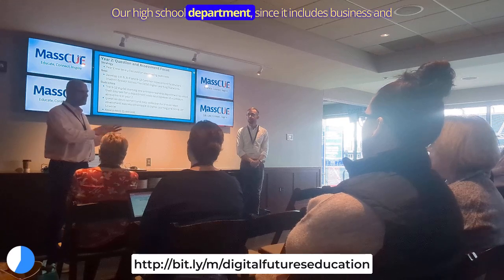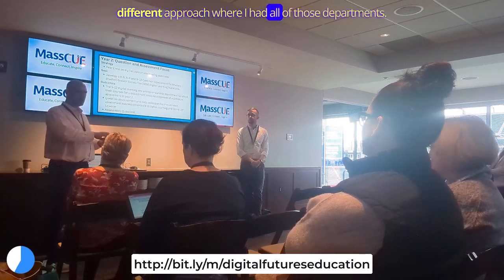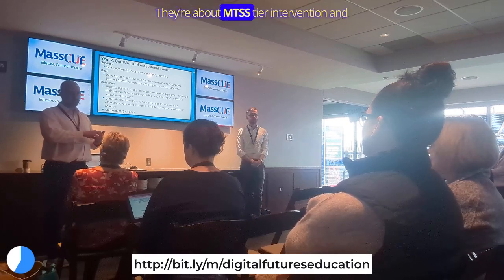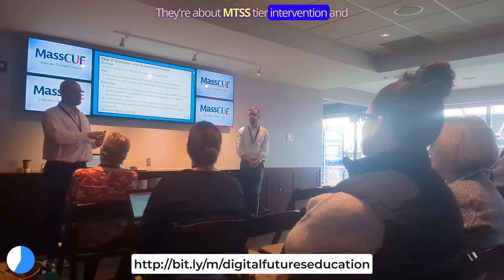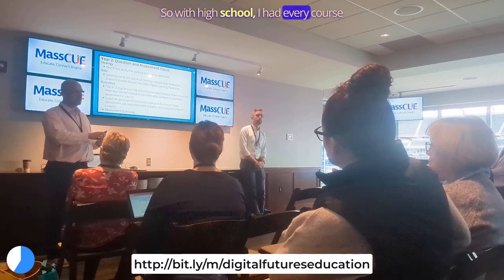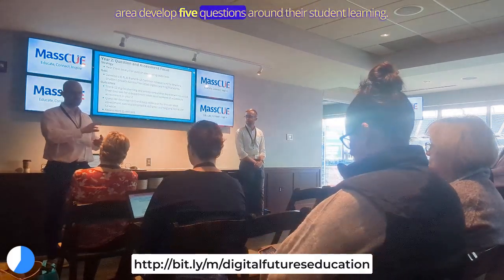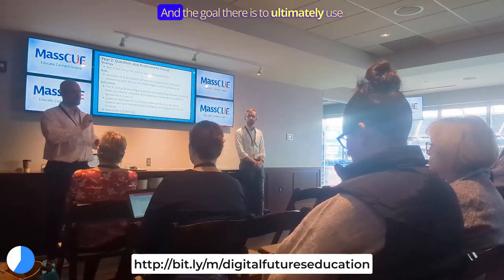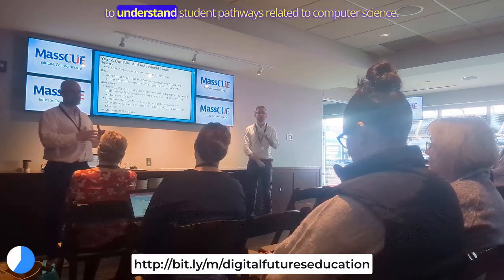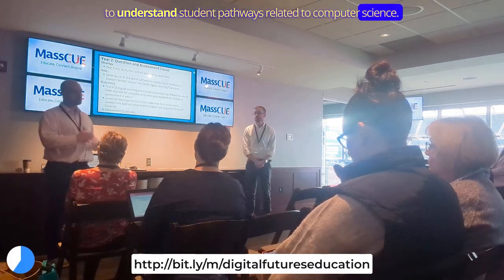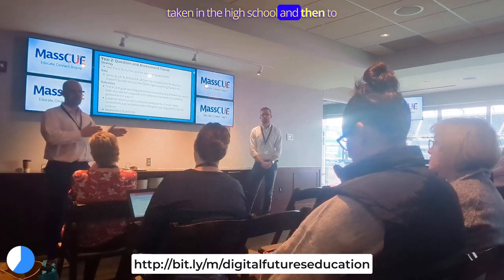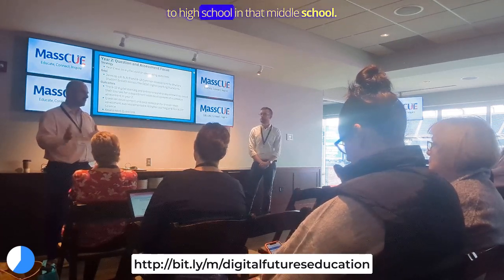Our high school department took a little bit of a different approach where I had all of those departments. The goals of the high school are a little bit different. They're about MTSS, tier intervention, and how that relates to instruction. So with high school, I had every course area develop 5 questions around their student learning. And the goal there is to ultimately use the common assessment data from the high school to understand student pathways related to computer science. And we're asking them what courses they have taken in the high school, and then to determine what their choices were once they got to high school, so in that middle school.